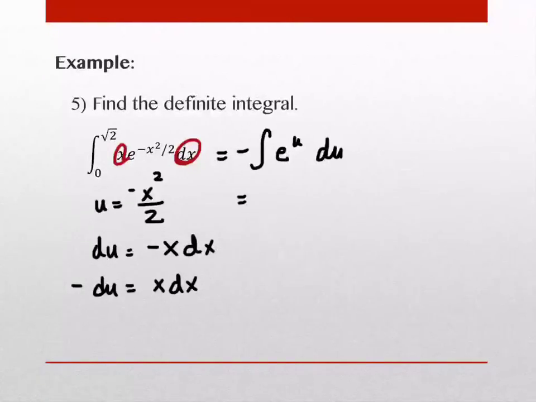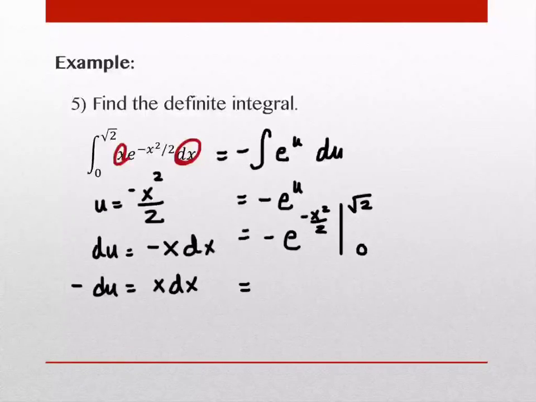Okay, so my preference is just to leave them off for now because I don't want to mess with changing them. What's the antiderivative? Well, there's a negative here. I'll continue with it. What's the antiderivative of e to the u? E to the u. Isn't that nice? And we know what u is. It is negative x squared over 2. And now that it's back in terms of x's, I will put the limits of integration, that is square root of 2 and 0, back into the problem.